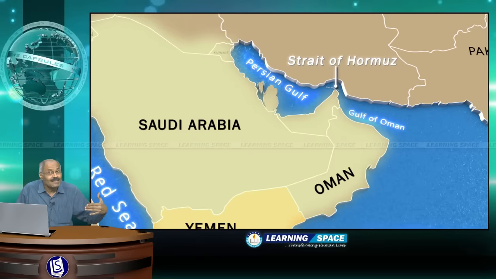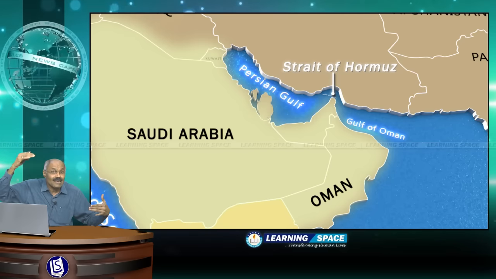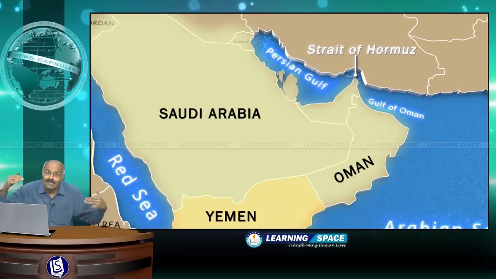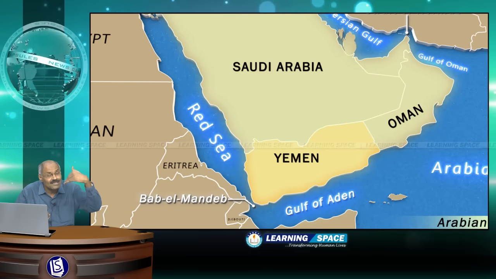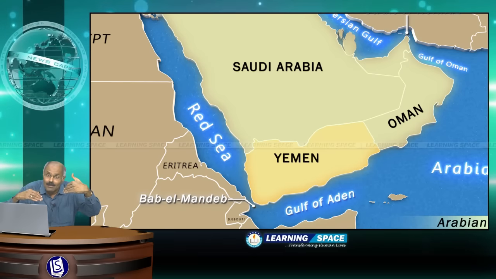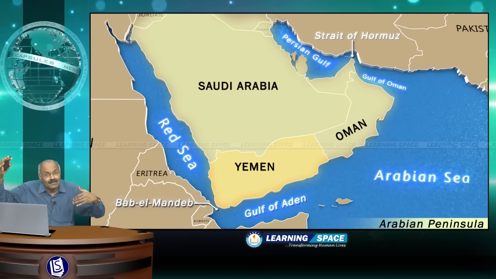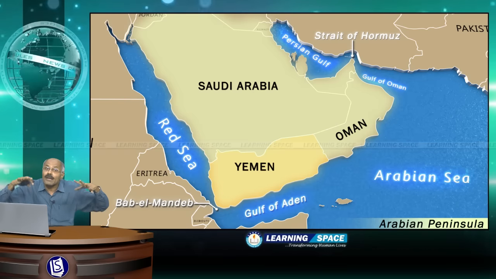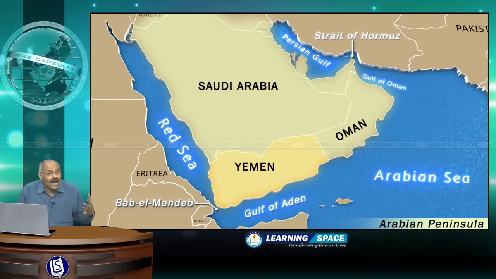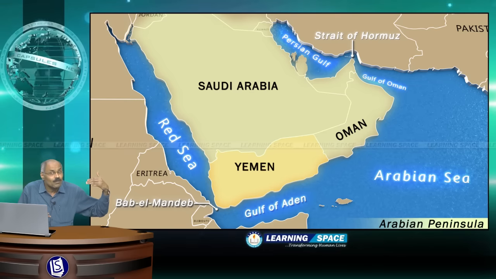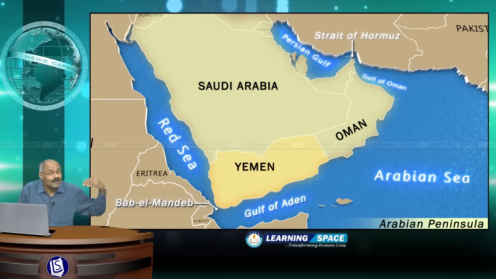Please look into this slide. This Strait of Hormuz connects the Persian Gulf with the Gulf of Oman, and at the same time Bab el-Mandeb connects the Red Sea with the Gulf of Aden. Please look into the slide. So the Strait of Hormuz and Bab el-Mandeb are the two important straits in the Arabian Peninsula, and this country Yemen is one of the poorest countries in West Asia and is situated in the Arabian Peninsula.